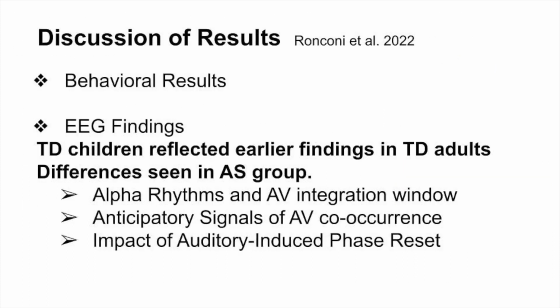I will be discussing results from the study next. I will briefly touch on the behavioral results first. In the EEG findings in general, the TD children reflected earlier findings in TD adults. Differences were seen in the autistic spectrum group. I will discuss just 3 highlights that line up with the 3 hypotheses.